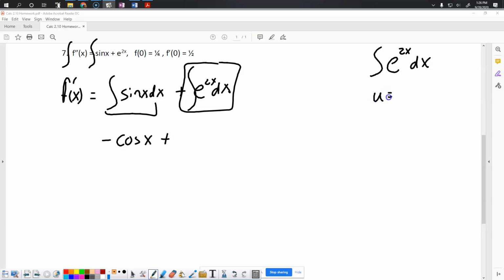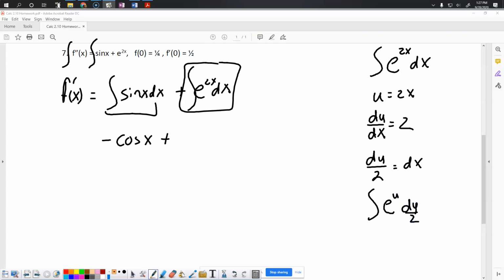So we're going to let u equal 2x. We're going to say that the derivative of u with respect to x is 2. Got that. Then we do our u substitution. We have that. I'm going to factor that 2 out to the front. And then the integral of e to the u is just e to the u.